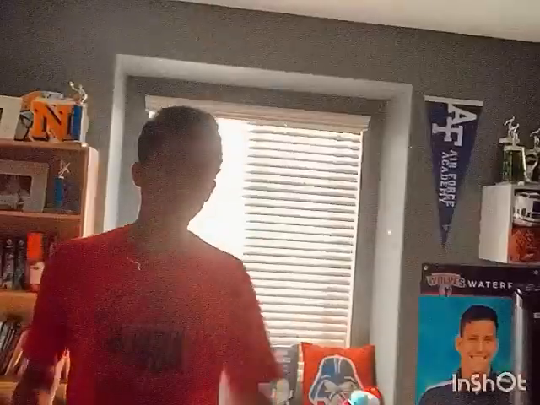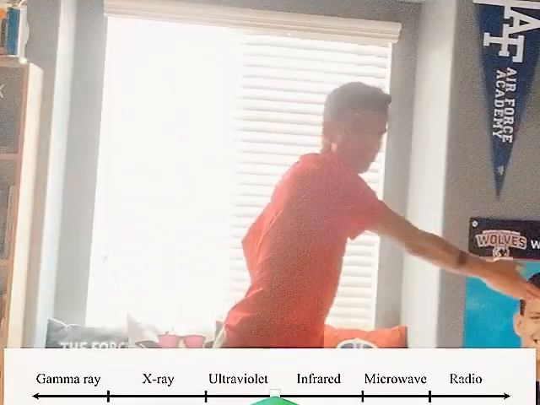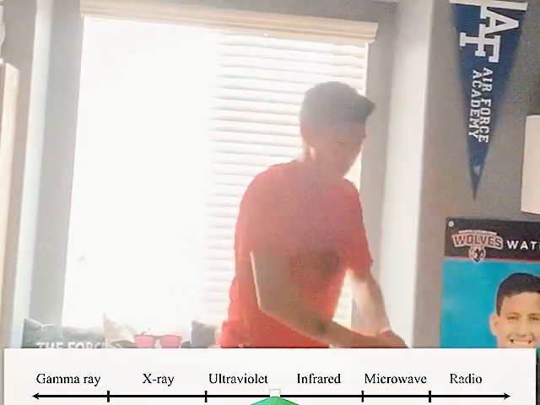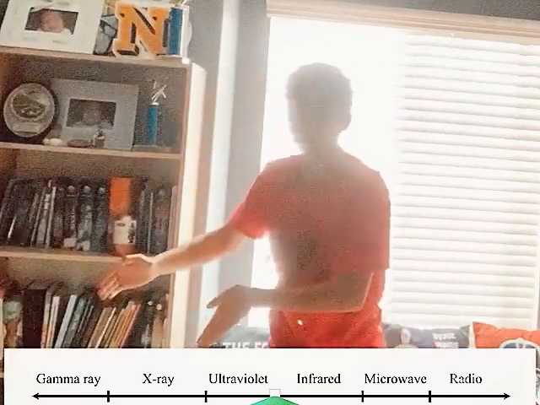Now with light, it's different. The amplitude in light waves controls how bright they are, which makes sense. The frequency of the light waves, however, is completely different. The spectrum goes from radio waves to microwaves to infrared to visible light, the light that we can see, to ultraviolet, to X-rays, and to gamma rays.